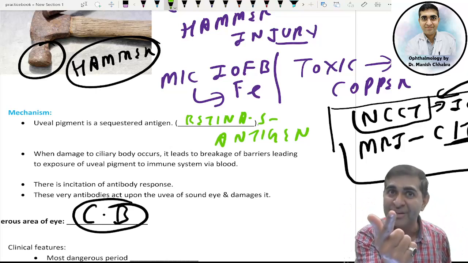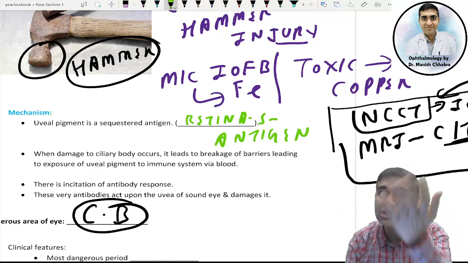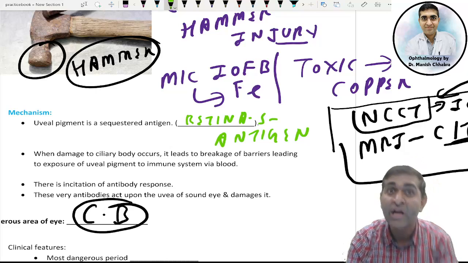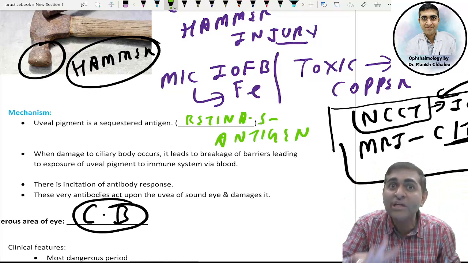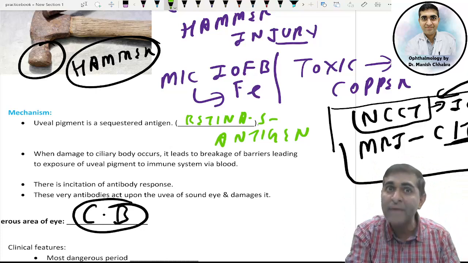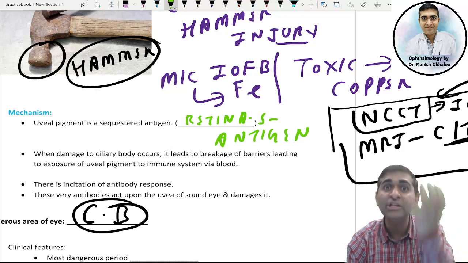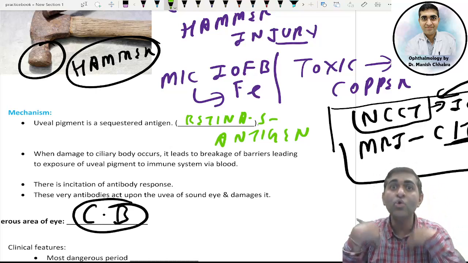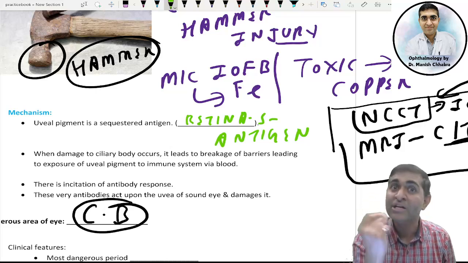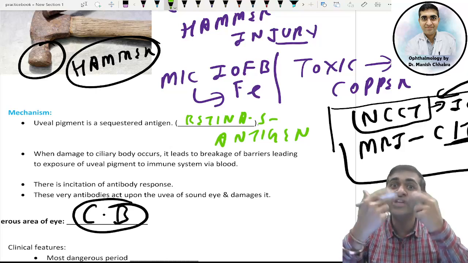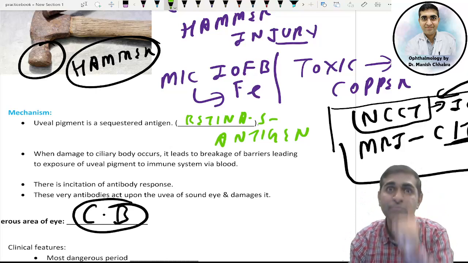But mind you, you have got two eyes, and the same antigen is present in the other eye as well. As a result, this antibody which is circulating in the body will pass through the blood uveal barrier and may land up in the uvea, in the ciliary body of the other eye, leading to damage to the other eye as well. So primary damage is due to trauma, secondary damage is due to antigen antibody reaction. This is a very, very important mechanism that you all should know.